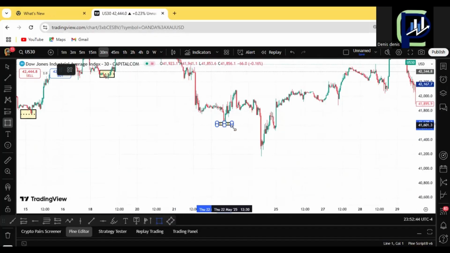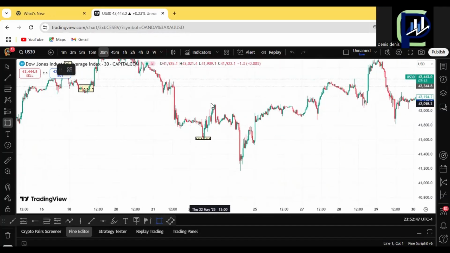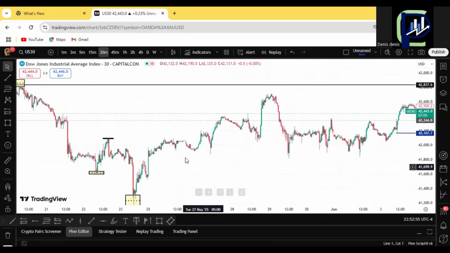Okay, we have a swing point here. We have a swing point here. We have a swing point over here. We have a swing point there.